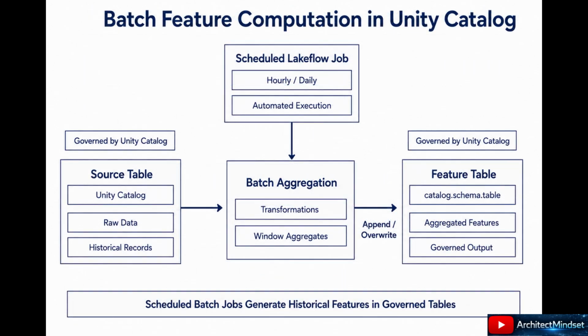For historical, aggregated, or slow-moving features, for example average customer spend over the last 30 days, consider a Databricks Lakeflow job running on a regular cadence like hourly or daily. It reads the raw data from a source Unity Catalog table, runs aggregations, and overwrites or appends the result to the 3-level namespace feature table.